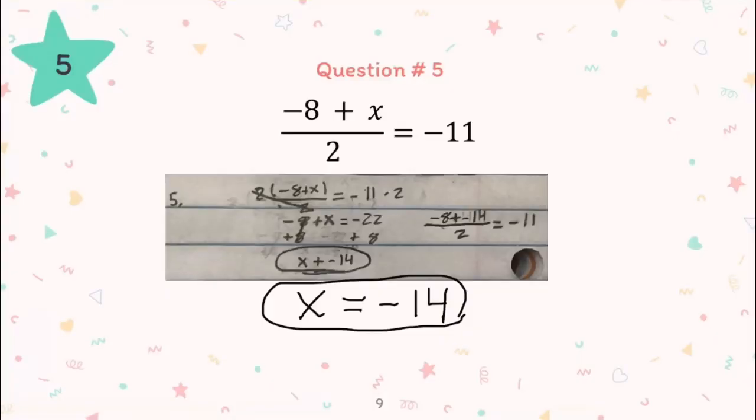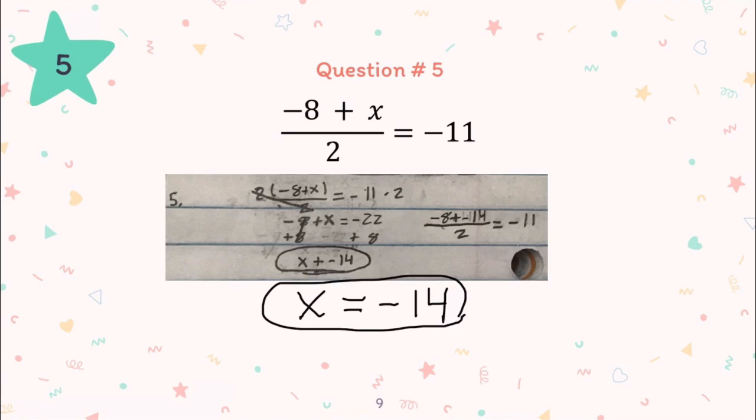For this problem, the equation is (-8 + x) / 2 = -11. Since we want the negative 8 plus x by itself, we have to get rid of the 2, so we multiply by 2, which the numbers cancel each other out. Now we do it on the other side, which is negative 11 times 2 is negative 22.